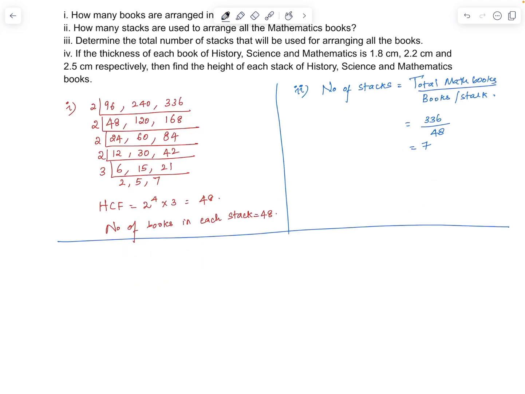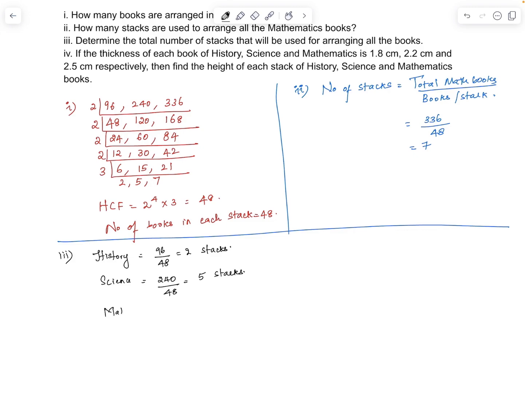Question 3. Determine the total number of stacks that will be used for arranging all the books. History is 96 upon 48, that is we need 2 stacks. Then science books are 240 in number upon 48, which gives us 5. So we need 5 stacks.